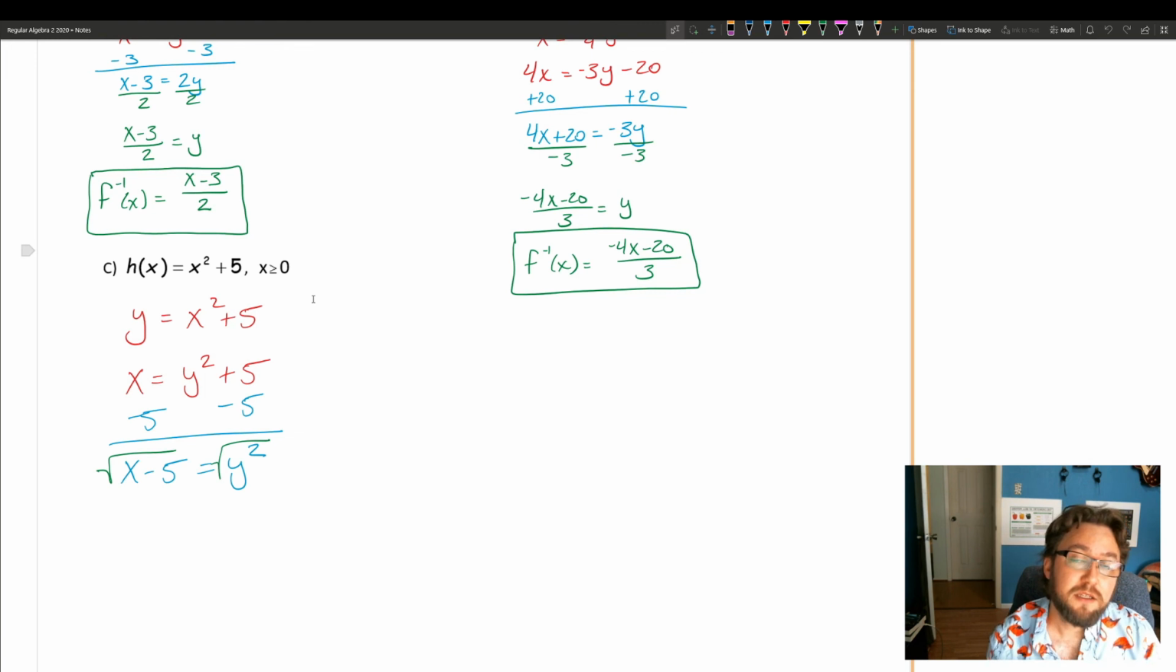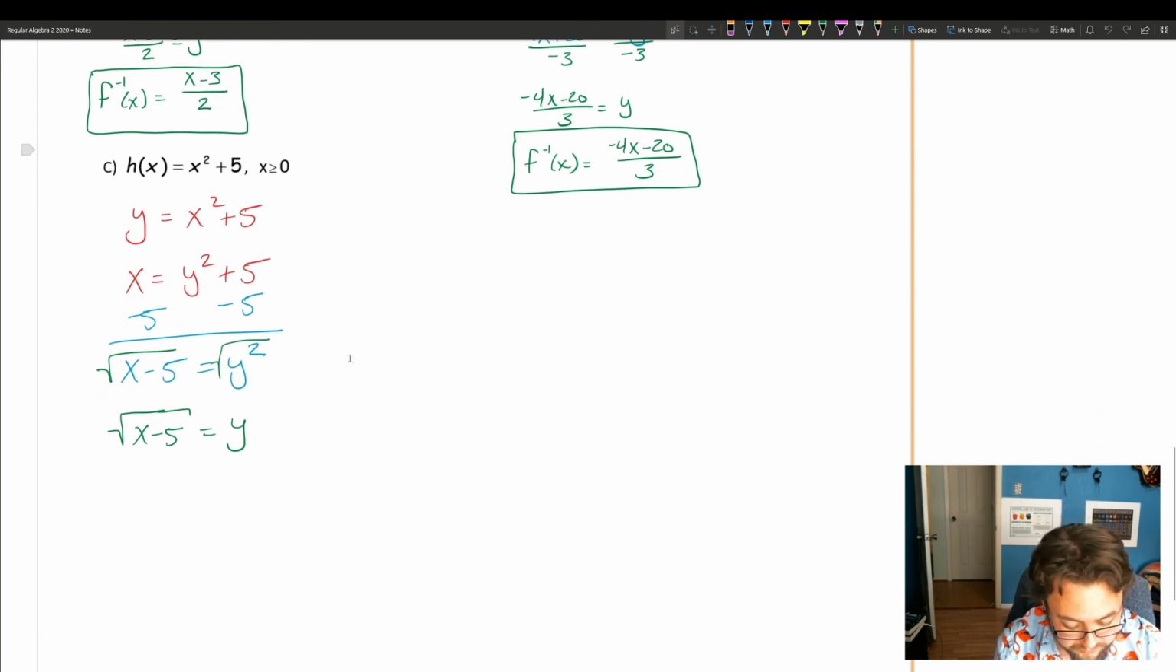Now normally, yes, there would be a positive root and a negative root, but because of our domain constraint, we're only really concerned with the positive solutions. So I'm going to ignore my negative solutions as extraneous for this exercise. So that means that the square root of x minus 5 is equal to y. So I'm going to make it pretty with the correct format. And that would be the little negative 1. So f, little negative 1, the inverse of f of x, is the square root of x minus 5.